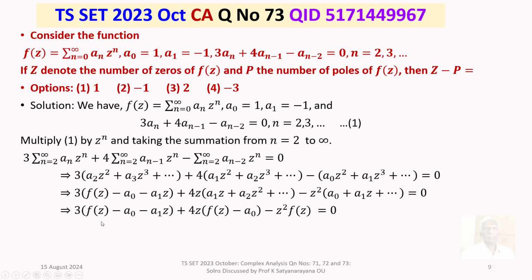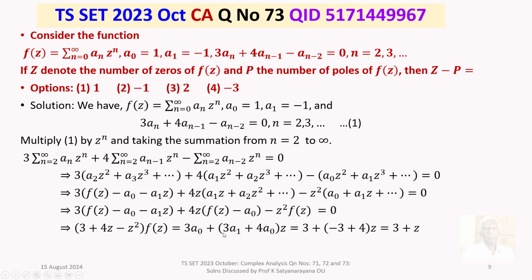Agreed. Now collect the terms of f(z). The coefficients are (3 + 4z - z^2) into f(z). Now 3a_0 take to the right hand side, plus 3a_1 z plus 4a_0 z. That is 3a_0 + (3a_1 + 4a_0) multiplied by z. Now put the value of a_0. a_0 is 1, a_1 is minus 1. Substitute here, and simplify, you will get 3 + z. Thus you get f(z) as (3 + z)/(3 + 4z - z^2).